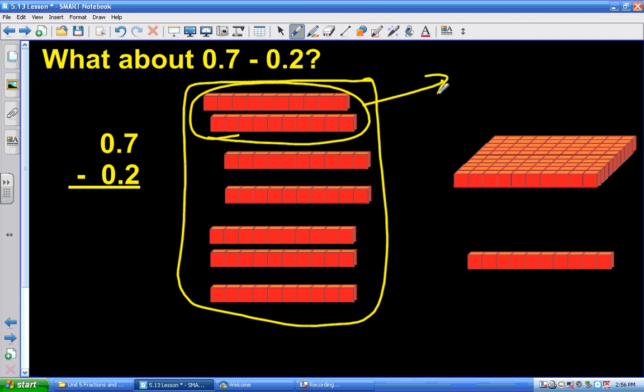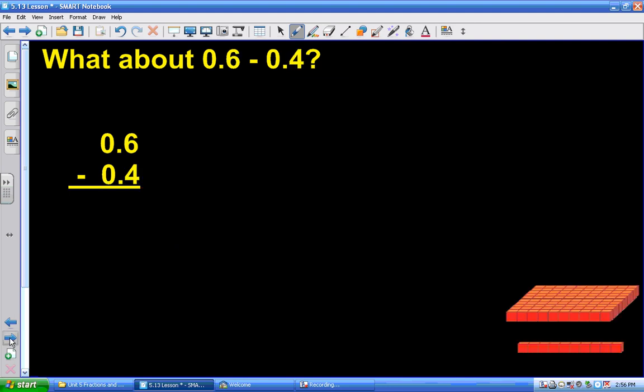5, which is what as a decimal? 0.5, because these are 5 tenths. So this leaves me with 0.5. Now take a look over here when we're putting them vertically. The decimals line up, so the first thing we do is put down our decimal. What is 7 take away 2? That is 5. And 0 take away 0 is 0. So our answer is 0.5. You notice it's the exact same thing as we had a minute ago, isn't it? All right, so moving on to the next one.